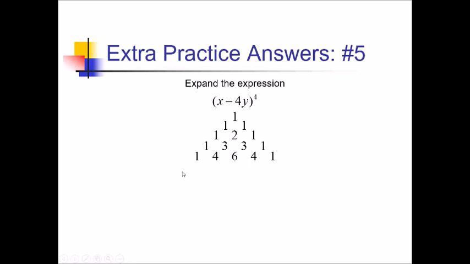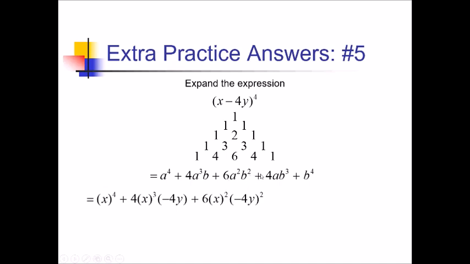So we've got 1a to the 4th plus 4a cubed b plus 6a squared b squared plus 4ab to the 3rd, and finally plus 1b to the 4th. In this problem, x is my a, and this negative 4y, that whole thing is my b term. So we've got x to the 4th plus 4 times x cubed times negative 4y plus 6 times x squared times negative 4y quantity squared plus 4 times x times negative 4y cubed. And then last but not least, we have plus a negative 4y quantity to the 4th.